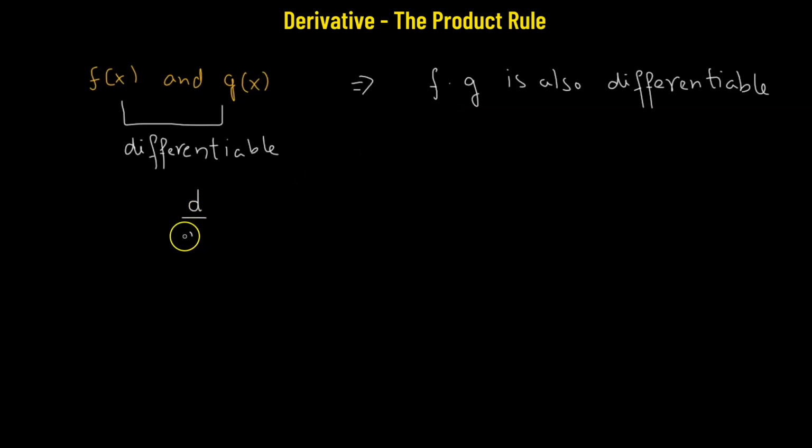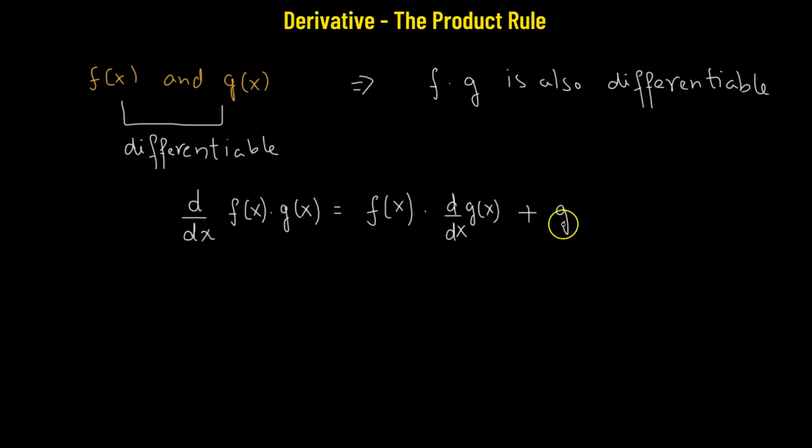So let's say we take the derivative with respect to x of the product of the function f of x times g of x. All we have to do is follow the method. So we take the function f of x and multiply it to the derivative of g of x. Plus, since we took the derivative of g of x, now we will leave it aside and multiply it to the derivative of f of x.